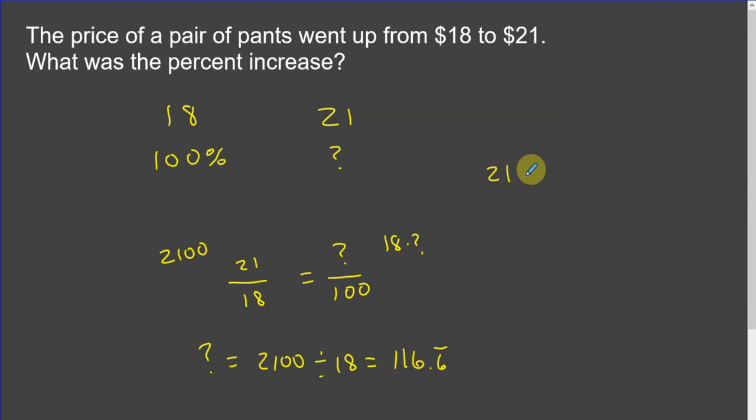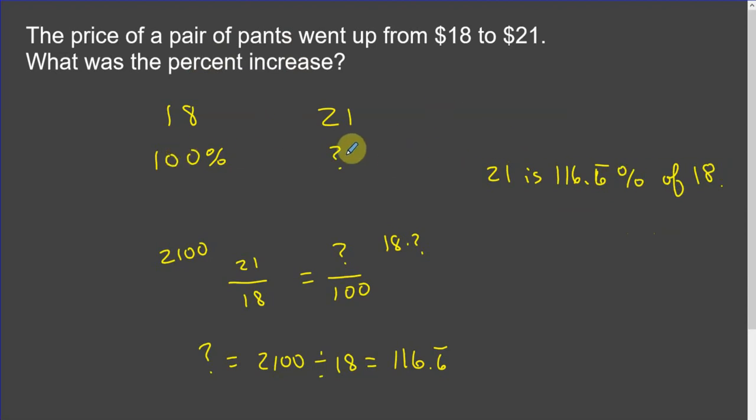So in other words, 21 is 116.6 repeating percent of 18. Now I said that that's not your final answer. That's what goes here, right? But then what was the percent increase? That's the percent, but it's not the percent increase. It's not how much the percent went up by.